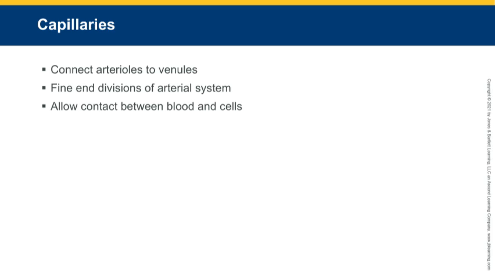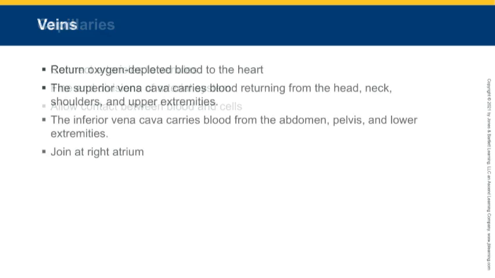Capillaries connect arterioles to venules and are the fine end divisions of the arterial system, allowing contact between blood and cells. Veins return oxygen-depleted blood to the heart. The superior vena cava carries blood from the head, neck, shoulders, and upper extremities, while the inferior vena cava carries blood from the abdomen, pelvis, and lower extremities.